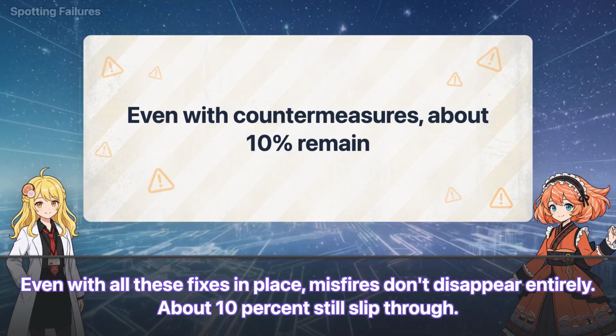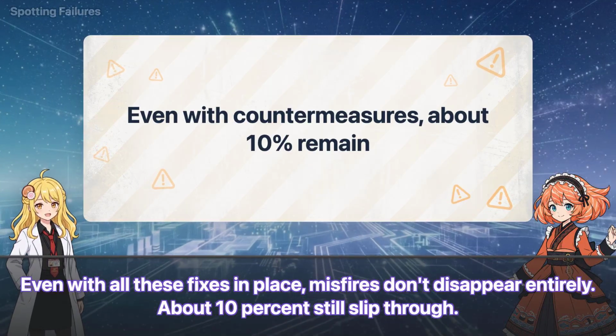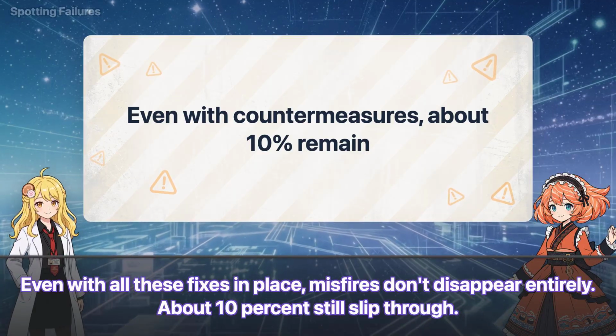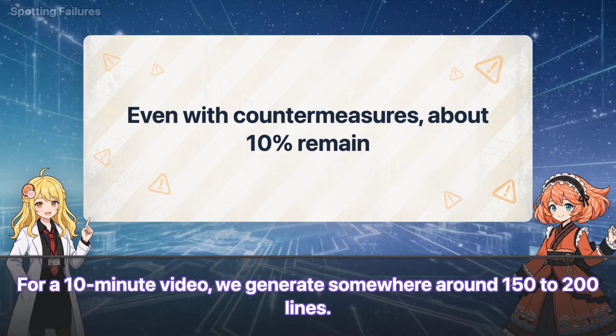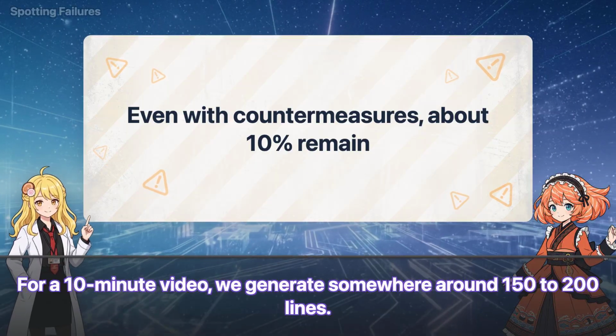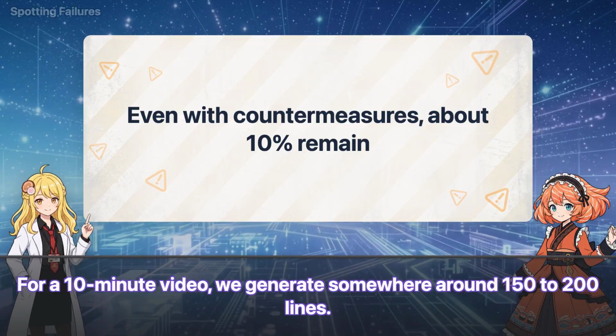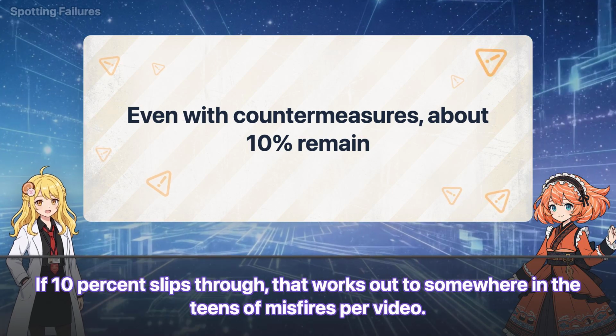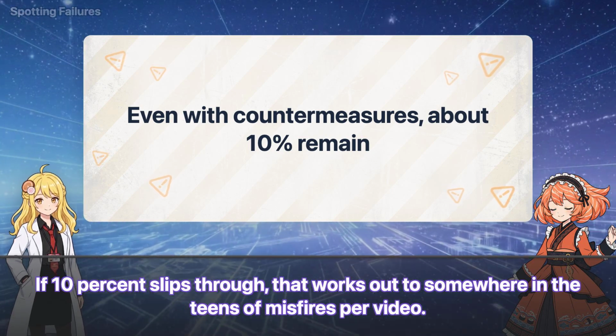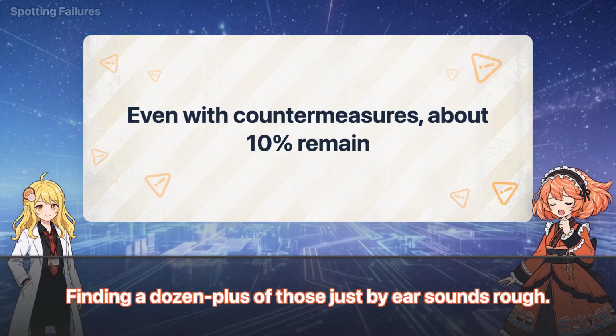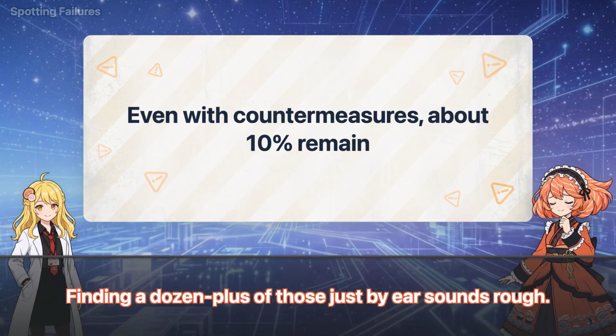Even with all these fixes in place, misfires don't disappear entirely. About 10% still slip through. For a 10-minute video, we generate somewhere around 150 to 200 lines. If 10% slips through, that works out to somewhere in the teens of misfires per video. Finding a dozen plus of those just by ear sounds rough.